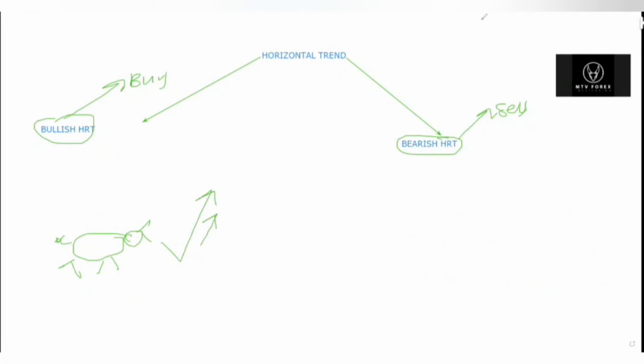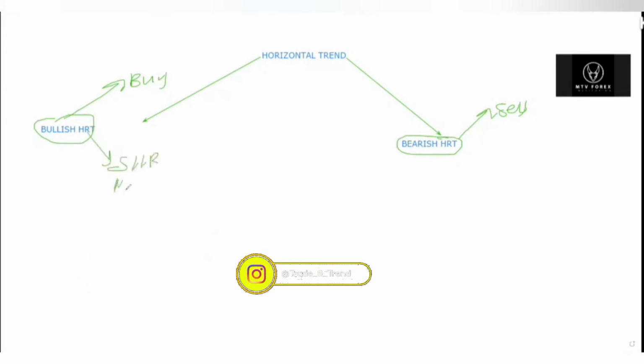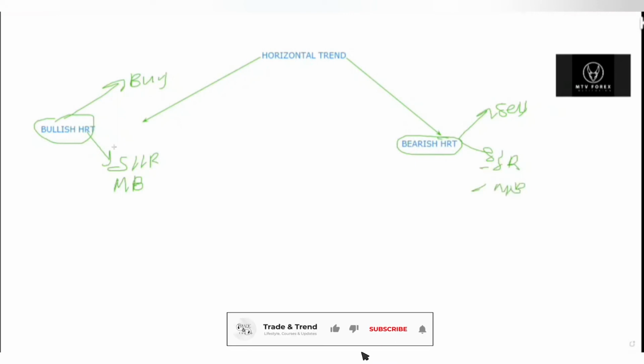So yeah, let me continue with this content. These two guys also have their own properties. The properties of this one are support and resistance, and then the major breakout. And this one also has support and resistance, and then the major breakout.